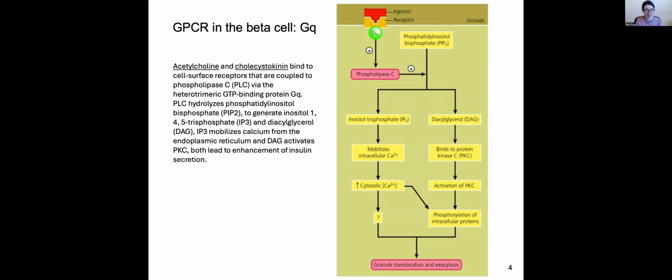The phospholipase C will go ahead and hydrolyze the phosphatidylinositol bisphosphate, PIP2 for short, to generate IP3, which is inositol 1,4,5-trisphosphate, and diacylglycerol, or DAG. And you know that the IP3 is going to mobilize the calcium from the ER, endoplasmic reticulum, and DAG is going to activate PKC. So the end result is an enhancement of insulin secretion from the pancreatic beta cell.